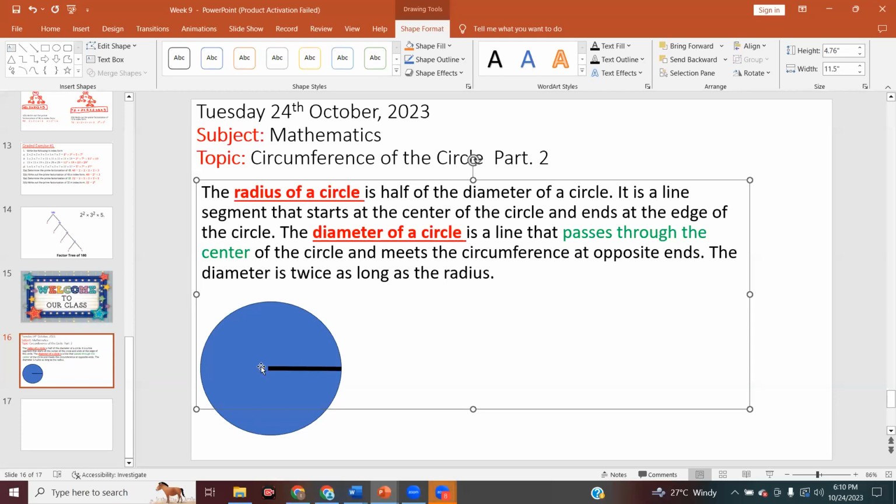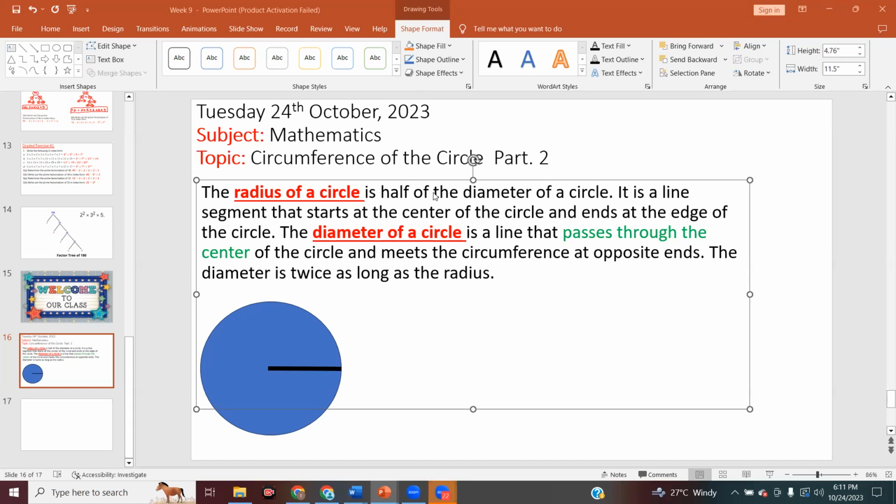The same line right there, is it the radius or is it the diameter of the circle? Put your answer inside the chat, please. If it's the radius, put radius. If it's the diameter, put diameter. I need more persons answering, please. Is this line right here the radius or the diameter of the circle? Again, put your answer inside the chat for me.